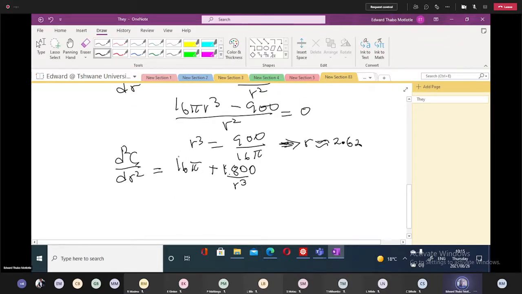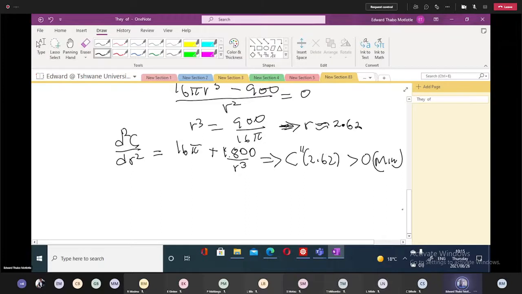Okay. Now, from this one, you can see we have positive in all of them. So I can conclude this implies that C double prime at 2.62 is greater than 0. And this gives me what? A minimum by the second derivative test. Okay. So this gives me a minimum.